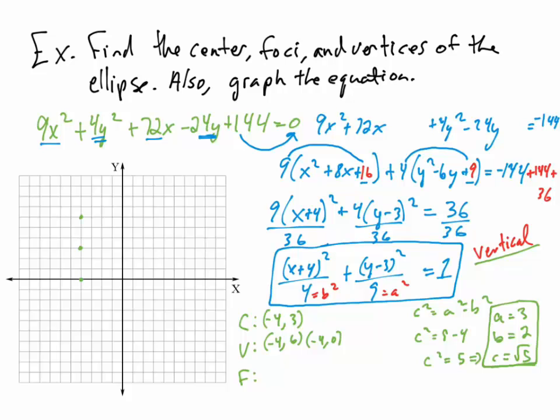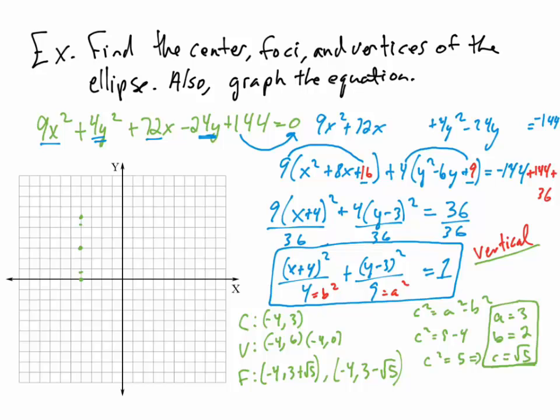And then for the foci, I'm going to start at the center, and add and subtract the c value, and I'm doing this to the y coordinate. So this will be negative 4, comma, 3 plus square root 5, or negative 4, comma, 3 minus square root 5. So those are the focal points. Square root 5 is a little bit more than 2, so I'm going to move up a little more than 2 and down a little more than 2.